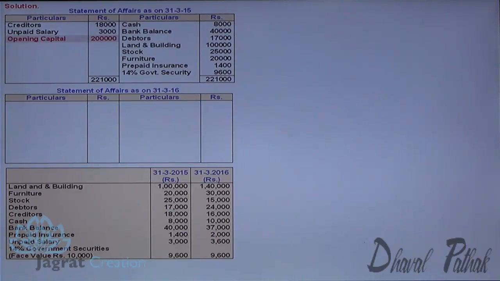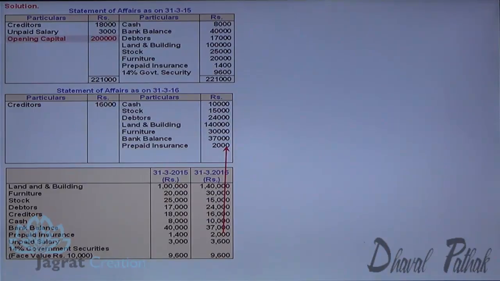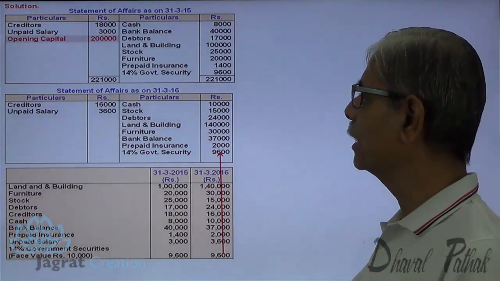Now prepare closing statement of affairs. Land and building on asset side, then furniture, then stock, then comes debtors. Creditors will go on the liability side, cash balance asset side, then bank balance also on the asset side, prepaid insurance, unpaid salary, liability side, 14% government security.